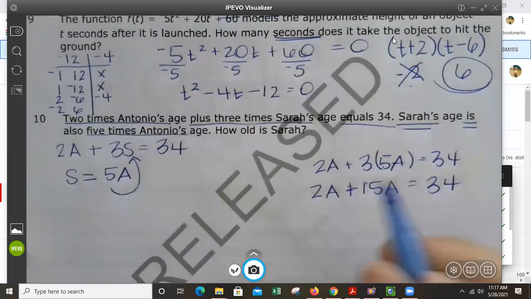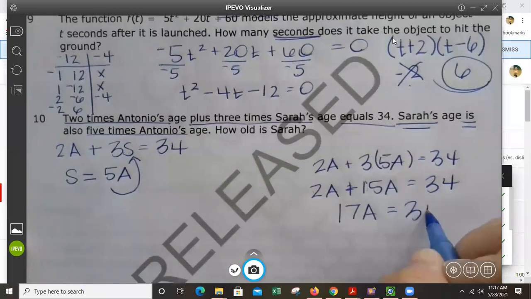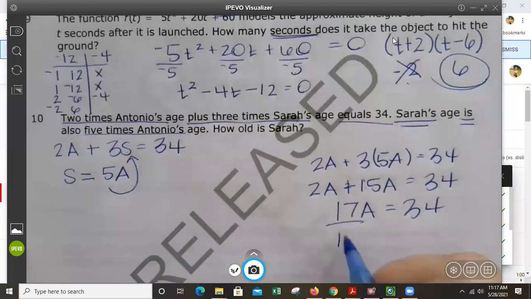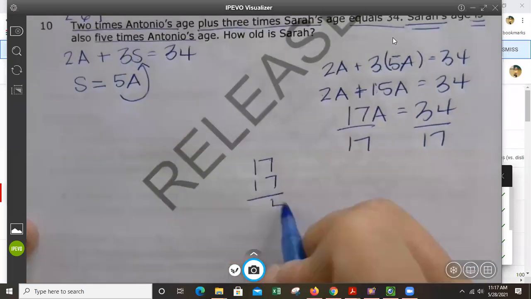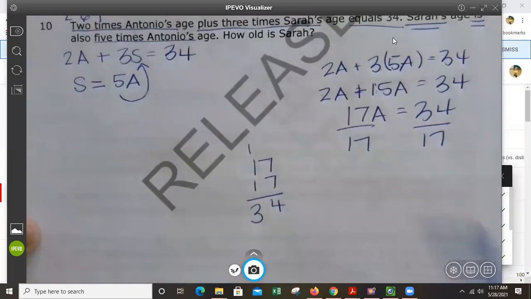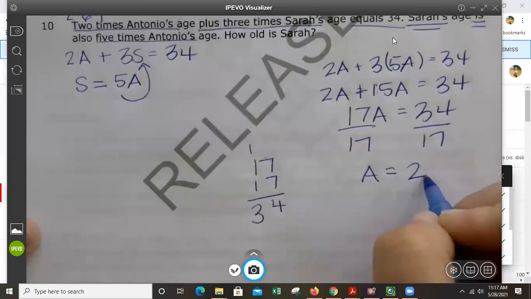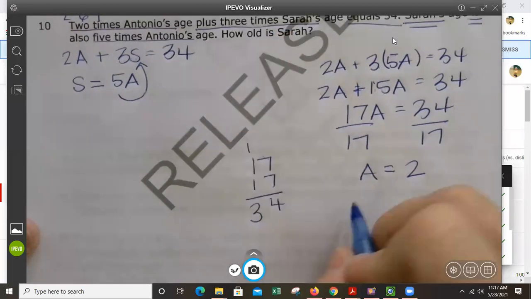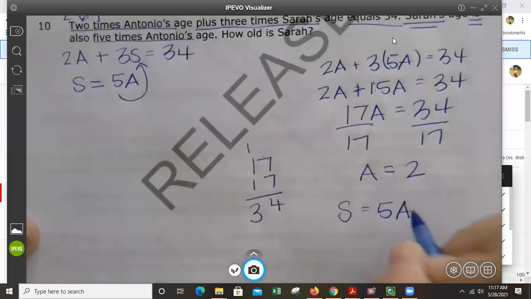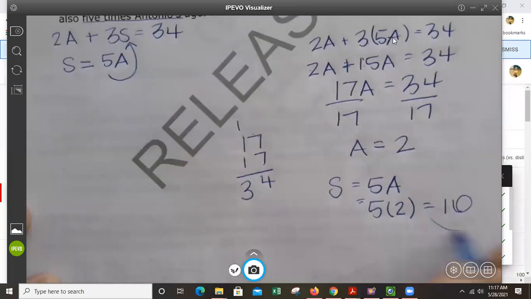What's 15 plus 2? 17. And again, remember, if you don't know how to divide, you just keep adding. So how many times can I add 17 before I get 34? 7 plus 7 is 14, carry 3. I got to 34. How many 17s did it take? 2. It didn't ask how old Antonio was. What did it ask? It said Sarah is 5 times Antonio. Antonio is 2, so Sarah is 10.